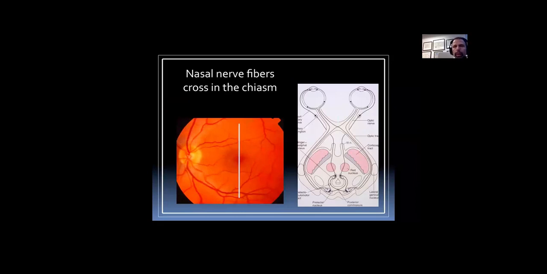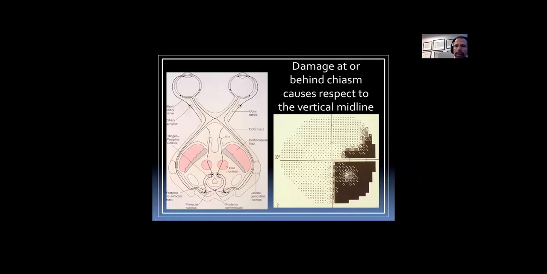And then the third anatomic correlate is that nasal nerve fibers cross in the chiasm. That simply means that, as we just mentioned, as you get back towards the optic chiasm, you have your nasal and temporal fibers. The nasal fibers decussate, the temporal fibers don't. The temporal fibers serve the nasal field of vision. The nasal fibers serve the temporal field of vision. So if there's a problem at the chiasm or behind the chiasm, you're going to get visual field defects that respect the vertical midline. And here you can see this obvious step across the vertical midline.